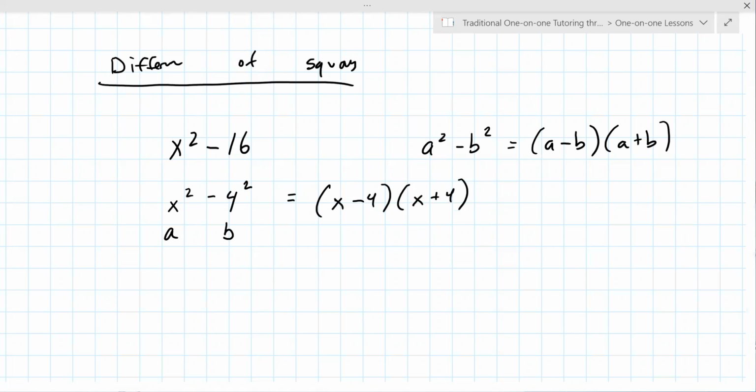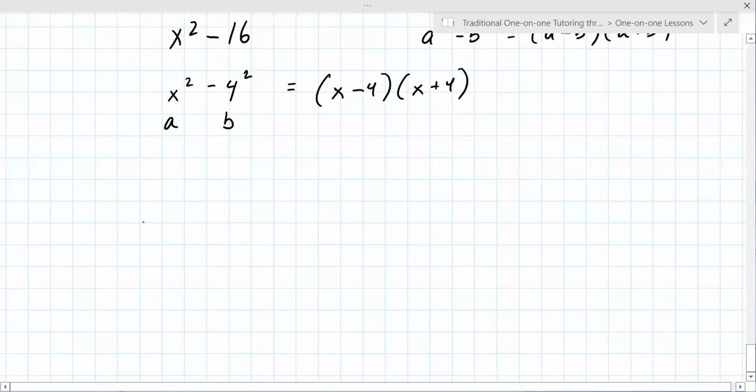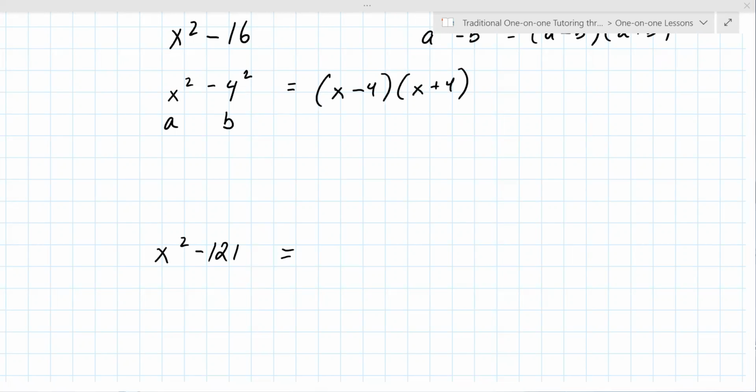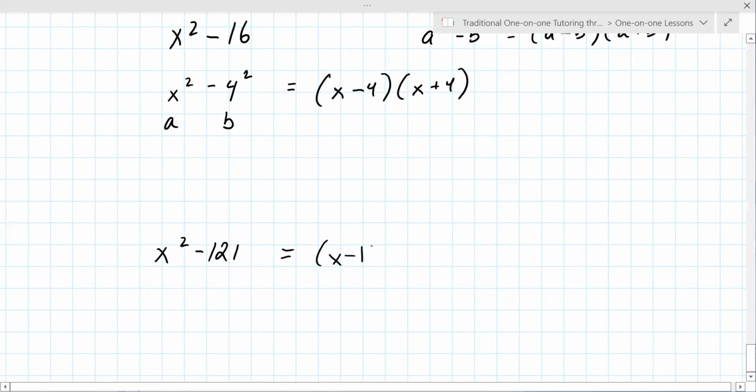Okay, so let me give you a pretty basic one to start with. Let's just have you try x squared minus 121. What does that factor into? X minus 11 and x plus 11. Very good.